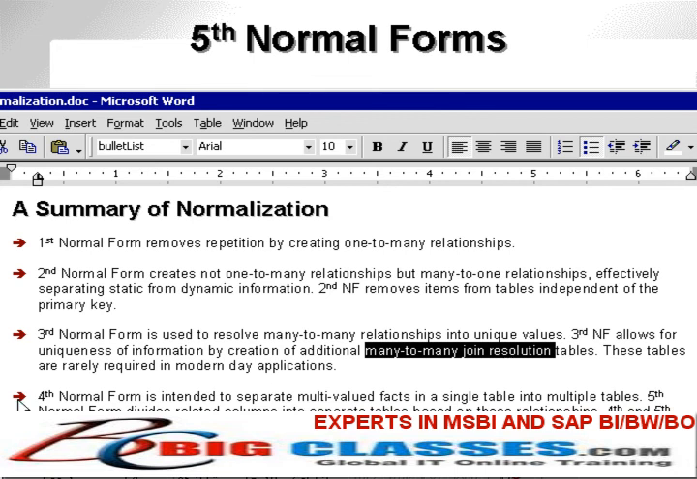Fourth normal form, as I understand it, is used to minimize on nulls. And fifth normal form is used to reduce the number of composite keys. That's normalization.